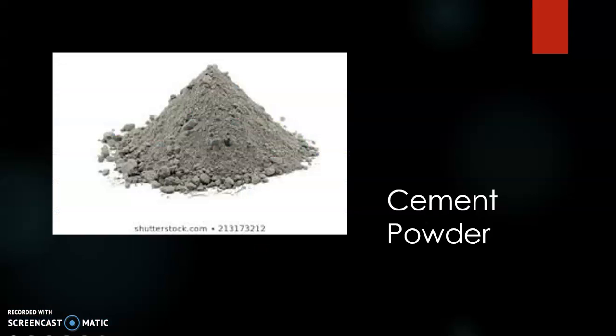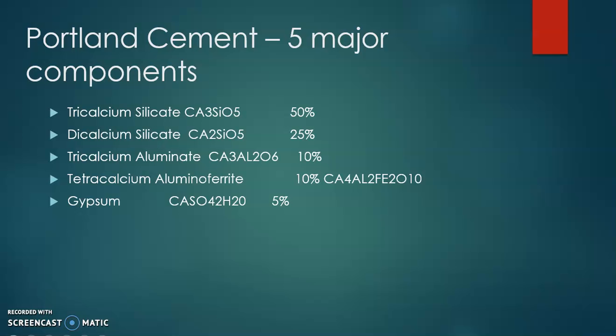Let's talk about cement powder, the most important part of concrete. Portland cement has five major components: tricalcium silicate, 50%; dicalcium silicate, 25%; tricalcium aluminate, 10%; tetracalcium aluminoferrite, 10%; gypsum, 5%.